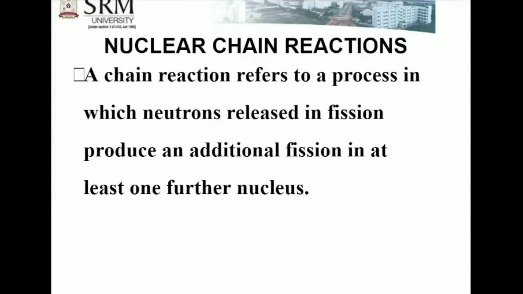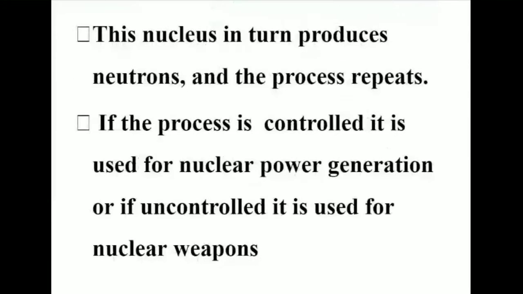Nuclear chain reactions. A chain reaction refers to a process in which neutrons liberated in each fission produce an additional fission in at least one further nucleus. This nucleus in turn produces neutrons and the process repeats. If the process is controlled, it is used for nuclear power generation, or if it proceeds in an uncontrollable way, it is used for nuclear weapons.